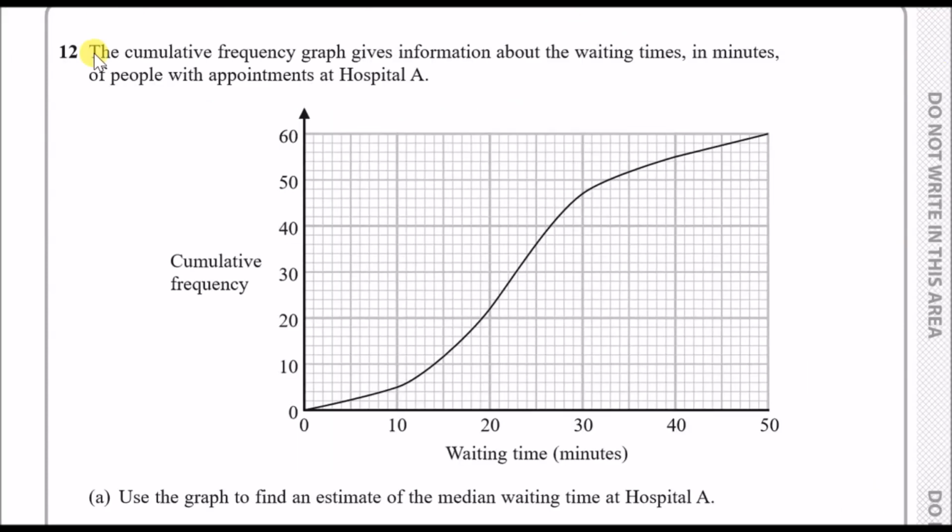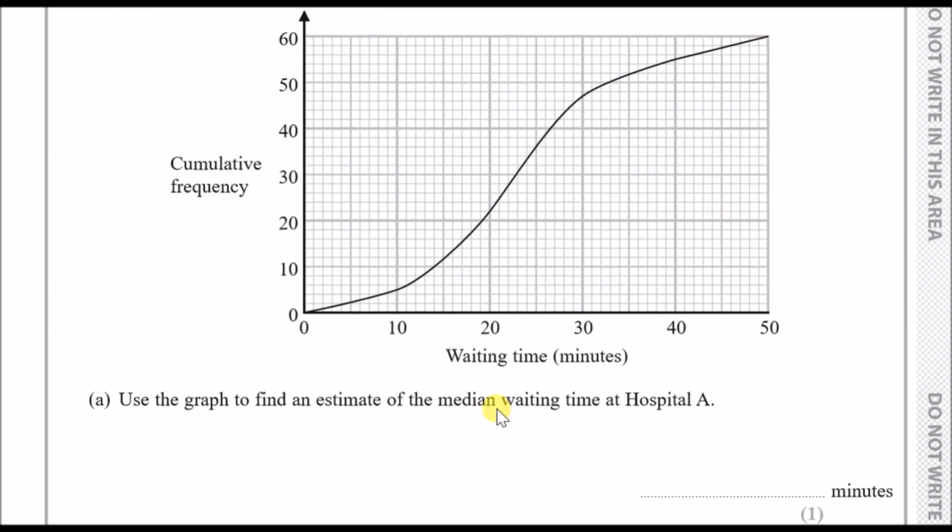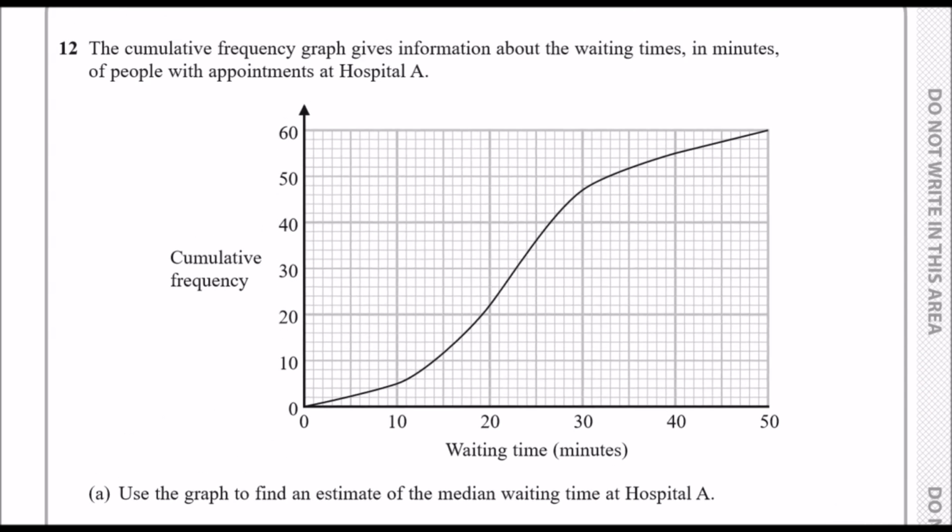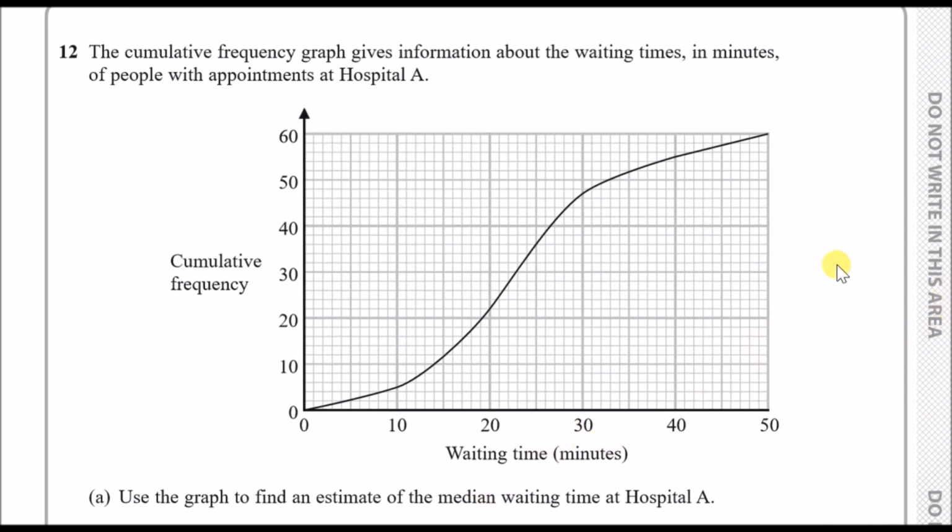Okay, 12. So the cumulative frequency graph gives information about the waiting times in minutes of people with appointments at hospital A. Okay, so 60 people recorded, this means that all 60 people have been accounted for. Now the graph wants us to find an estimate for the median waiting time at hospital A. Now a median means the middle value, and this works with the cumulative frequency. So if we know that there are 60 people, then the median will be half of them, so it'll be the 30th person.